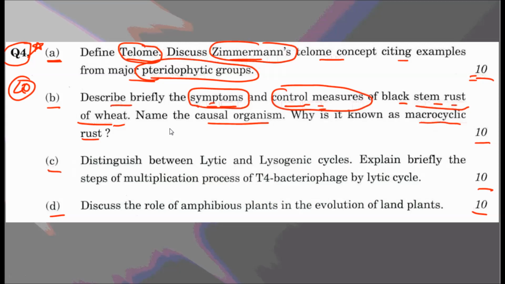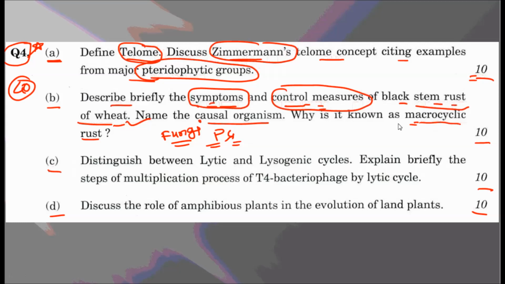All right. So the causal organism belongs to the fungi group, that is Puccinia graminis. All right. Puccinia graminis is the fungus which is the causal organism for the black stem rust of wheat. And at the end, you have to write why it is known as the microcyclic rust.